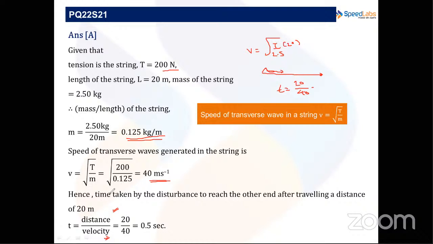Here we have used this formula. Velocity of a wave inside a string is under root T by mu, mass per unit length. This is not mass, this is mass per unit length. Moving to the next question.